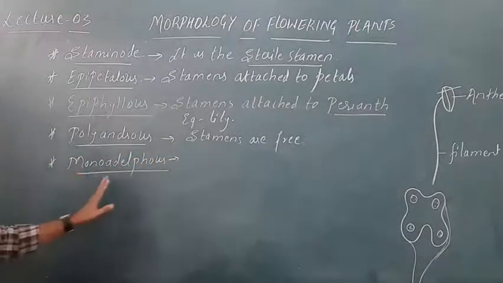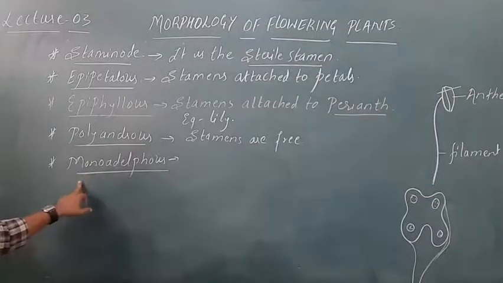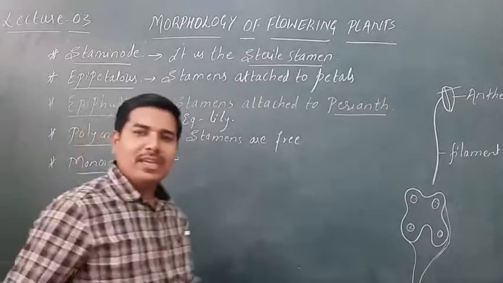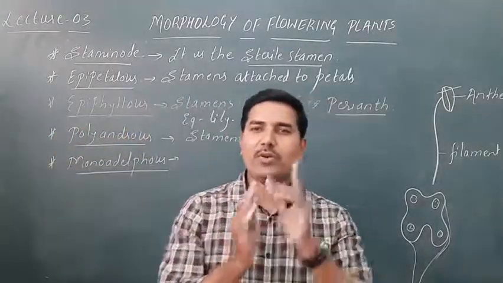Next one is monoadelphous. Mono means one, adelphous means a bundle. Now here stamens are united to form into a single bundle.